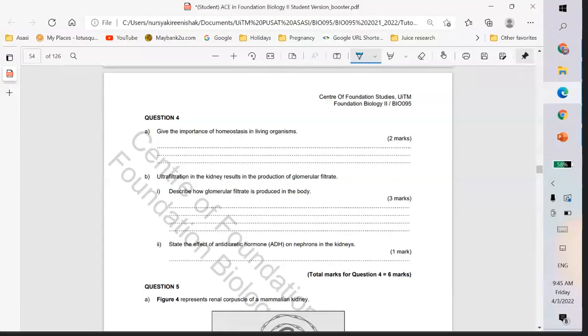Ultra-filtration in the kidney results in the production of glomerular filtrate. B1. Describe how glomerular filtrate is produced in the body. The first point is blood flows through the glomerular capillaries under high pressure, forcing more than 10% of plasma out of the capillaries and into Bowman's capsule. Then, glomerular capillaries are permeable to water and small dissolved molecules. Last point is the blood is filtered through porous capillary walls and filtration slits.